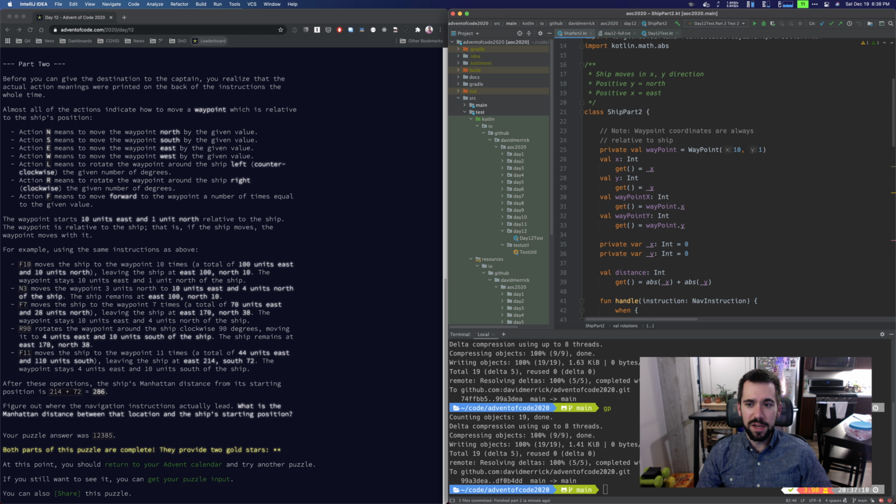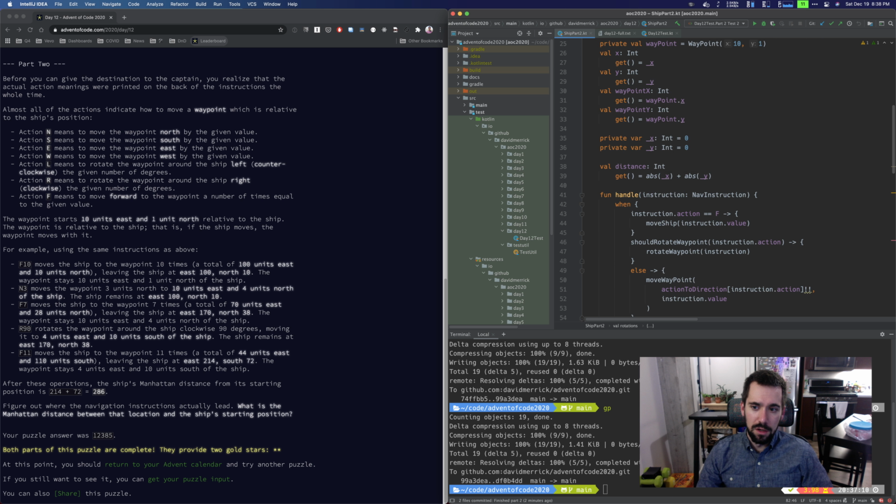I realized I could have simpler code and logic around this if the waypoint's coordinates were relative to the ship. And so I left a note to myself that the waypoint coordinates are always relative to the ship, where the ship x and y are absolute coordinates on the grid. And then I have a handle function similar to the way I did it for ship number 1.